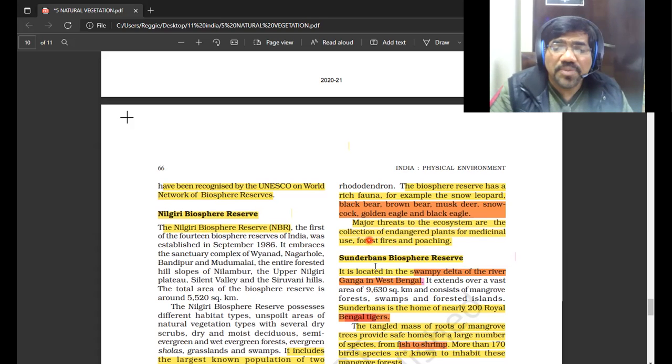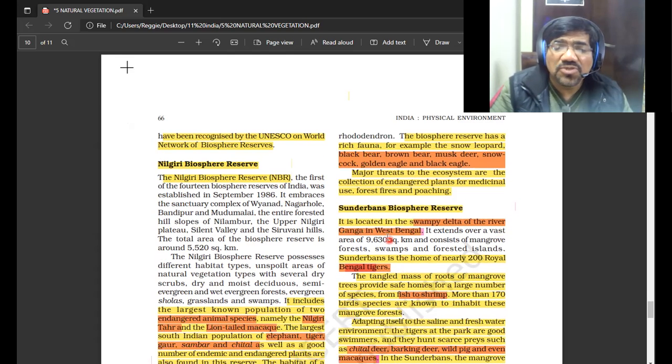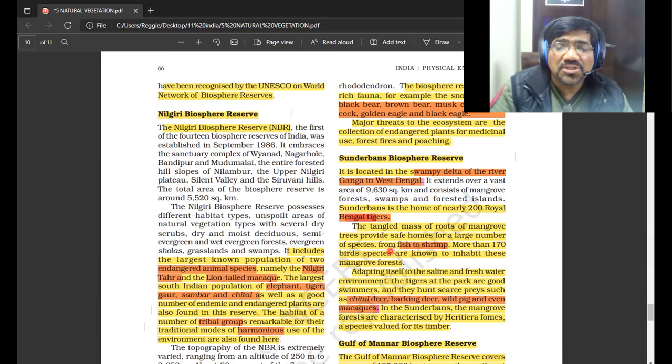Now we come to the Sundarbans. Sundarbans, I showed you the picture of Sundarbans a few minutes back in today's class only. So here you can see the Bengal tigers, and you can see the different fish also, and in the water bodies there may be different animals existing like shrimps. And you have got cheetal, bear, barking deer, wild pig, and macaques.